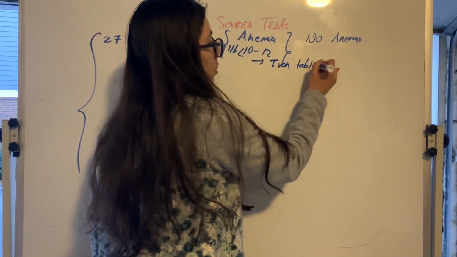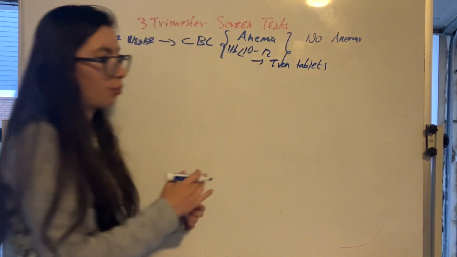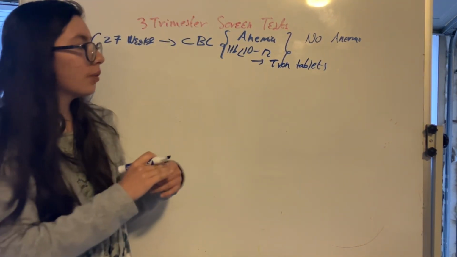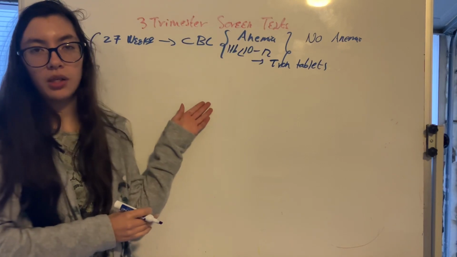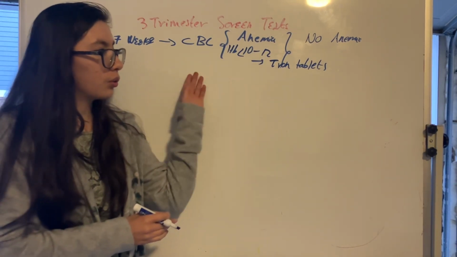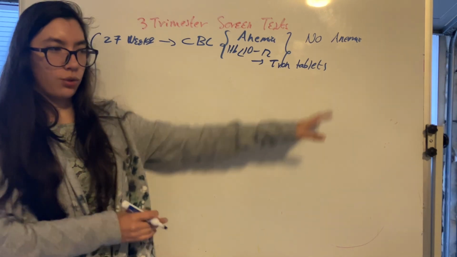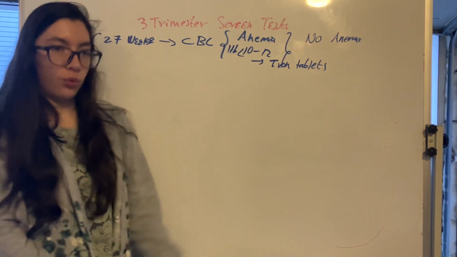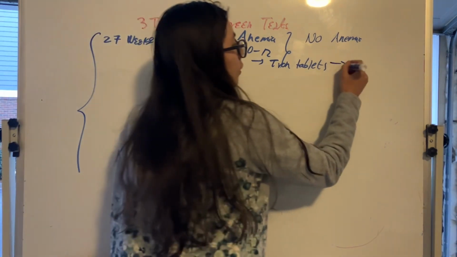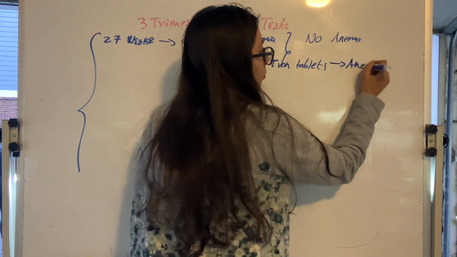This is because by far the most common cause of anemia during pregnancy is iron deficiency anemia. So we are just going to treat the anemia with iron tablets, and if this does not correct, then we are going to do a full workup for anemia.